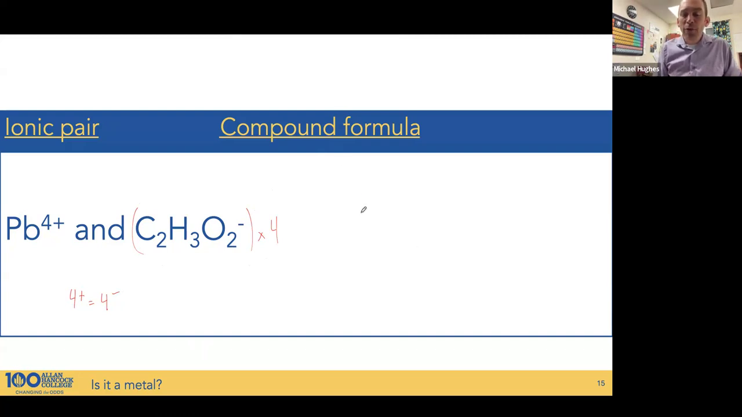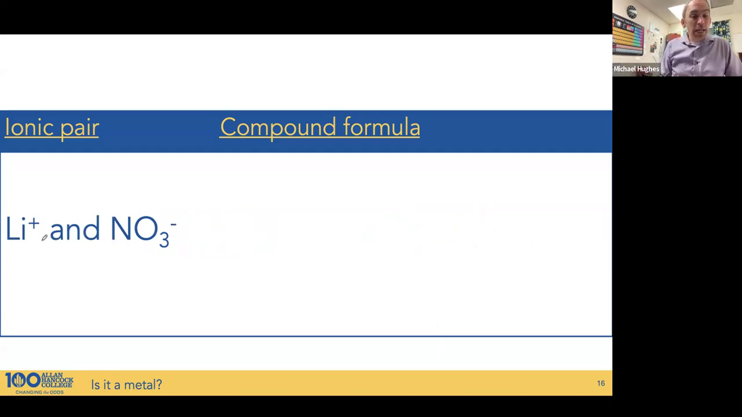So our compound formula will be lead Pb, open parentheses, because we want the acetate 4 times. C2H3O2, and we want 4 of them. So altogether, there are 8 carbons, 12 hydrogens, and 8 oxygens in the 4 acetates, which counter the 1 lead 4+.